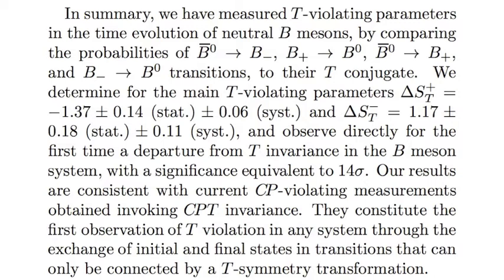In summary, we have measured T-violating parameters in the time evolution of neutral B mesons by comparing the probabilities of various transitions to their T conjugate. We determined the main T-violating parameters and observed directly for the first time a departure from T invariance in the B system with a significance equivalent to 14 sigma. Our results are consistent with current CP violating measurements obtained invoking CPT invariance. They constitute the first observation of T violation in any system through the exchange of initial and final states and transitions that can only be connected by a T-symmetry transformation.